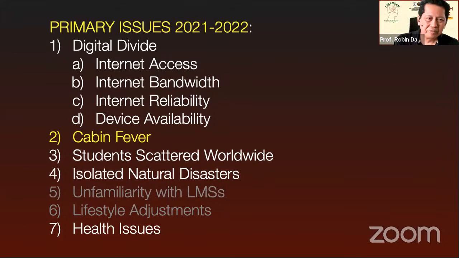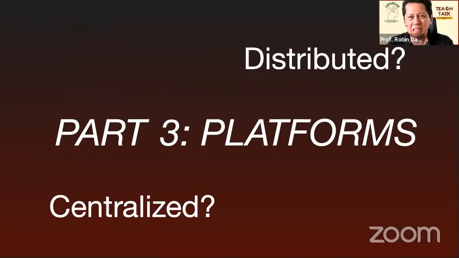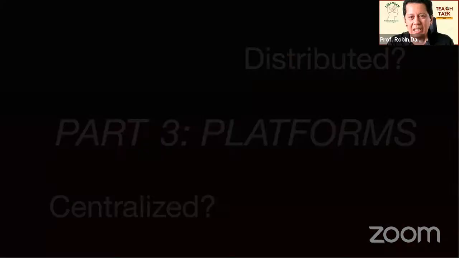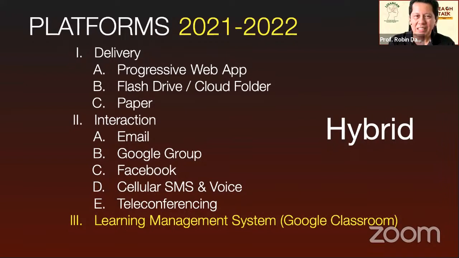So, again, I had to choose whether I wanted a distributed or a centralized platform. And I decided to put a hybrid. In addition to all the platforms that I was using, I now started using a learning management system, which is Google Classroom, which was the simplest of all. I mean, it's very simple. Wala masyadong gymnastics, pero it works, which is what I was looking for. I didn't need too much complexity.